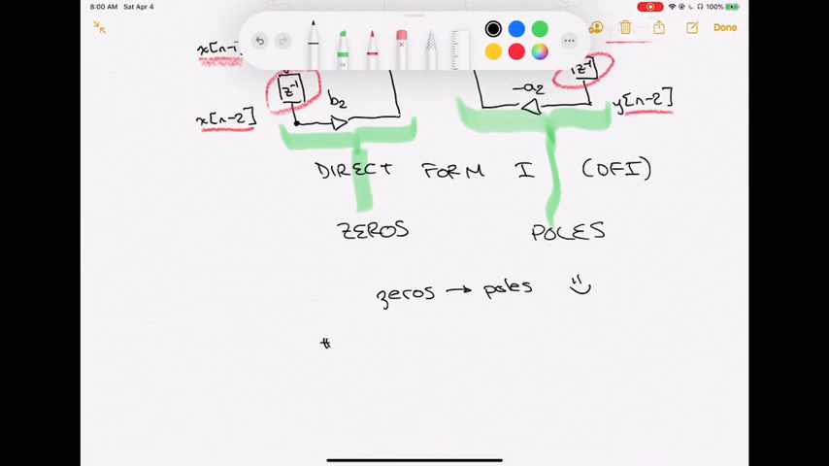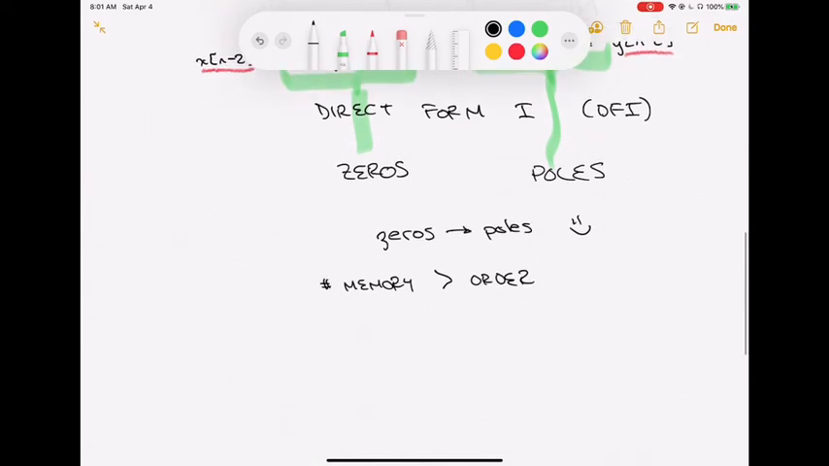So the number of memory locations needed for this particular structure, DF1, is greater than the order of the system, right? It is greater than the order of the system. We'll find out shortly that that's being overcharged. It's something that we don't have to do. So this is a non-canonical structure. A canonical structure is one that would make the number of memory locations minimum for a particular order system, which turns out to be the order of the system. So this is a non-canonical system, and so I'm going to say that that's not so great.